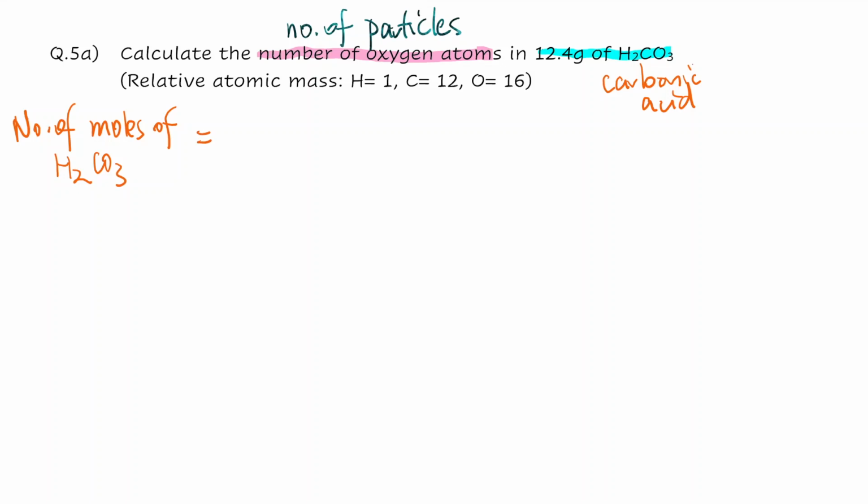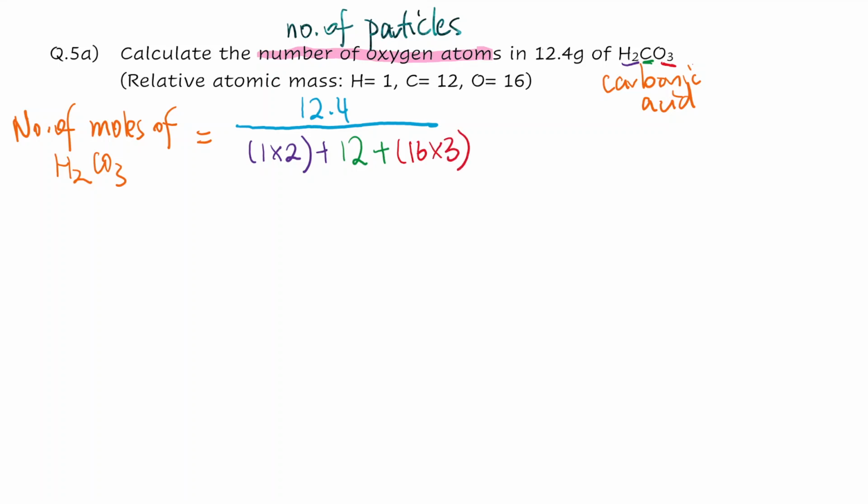It is equal to the mass over molar mass. The mass here, it's provided. It's 12.4 divided by the molar mass. Now remember, the molar mass is just all of the relative atomic masses combined. So here you can see I have two hydrogen atoms. So the relative atomic mass of hydrogen is 1 times the two hydrogen atoms. Remember, it's adding all of them together, so I add a plus sign. I have only one carbon atom here, so plus 12. And finally, I have 3 oxygen atoms. So the relative atomic mass of oxygen is 16 times the 3 atoms that you see there.